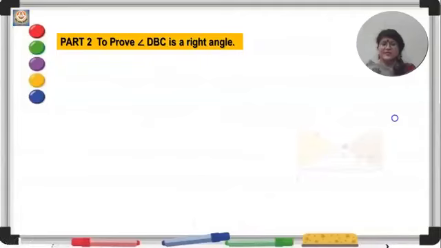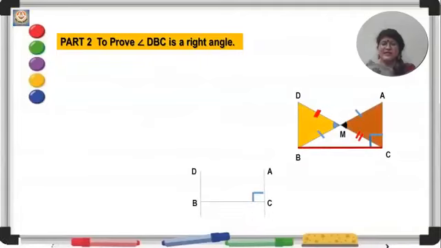Second part, to prove DBC is a right angle. Now look at the figure. I have taken DBC. You have to prove this B is 90 degrees, but in the question it is given that C is already 90. Now what we have done, we have proved AC parallel to DB in part 1, right?